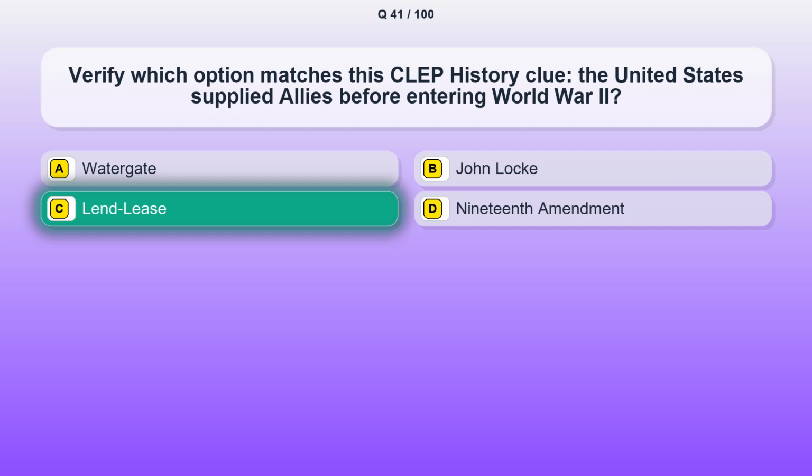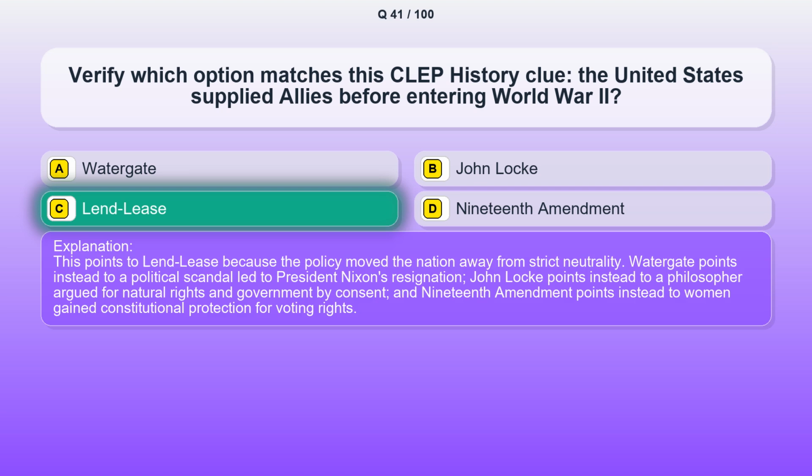The correct answer is option C, Lend-Lease. This points to Lend-Lease because the policy moved the nation away from strict neutrality. Watergate points instead to a political scandal led to President Nixon's resignation. John Locke points instead to a philosopher argued for natural rights and government by consent. And 19th Amendment points instead to women gained constitutional protection for voting rights.